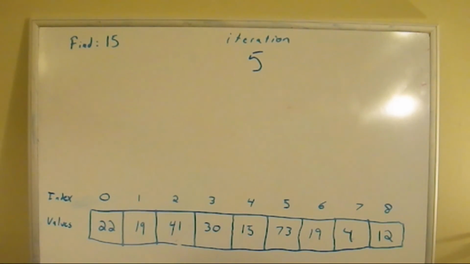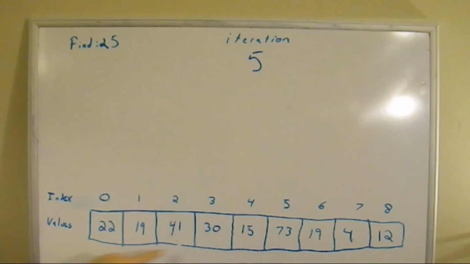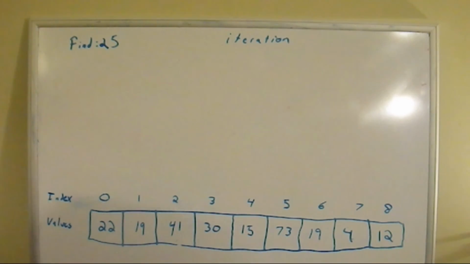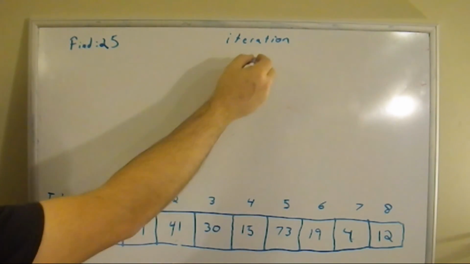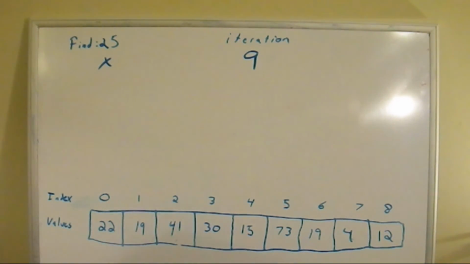Now, assume I want to find 25. 25 doesn't exist in the list. How many iterations will it take me to find 25 in that list? Let's find out. It'll take me 1, 2, 3, 4, 5, 6, 7, 8, 9. It took me 9 iterations to find out that 25 does not exist in my list.